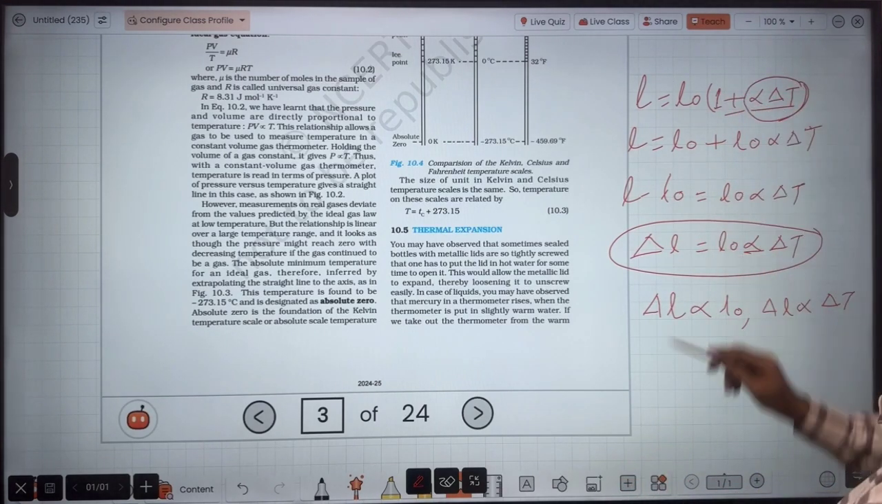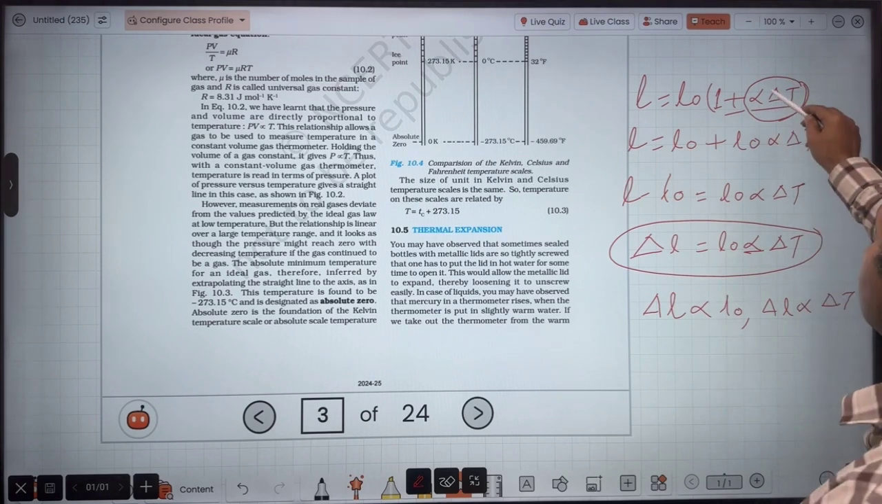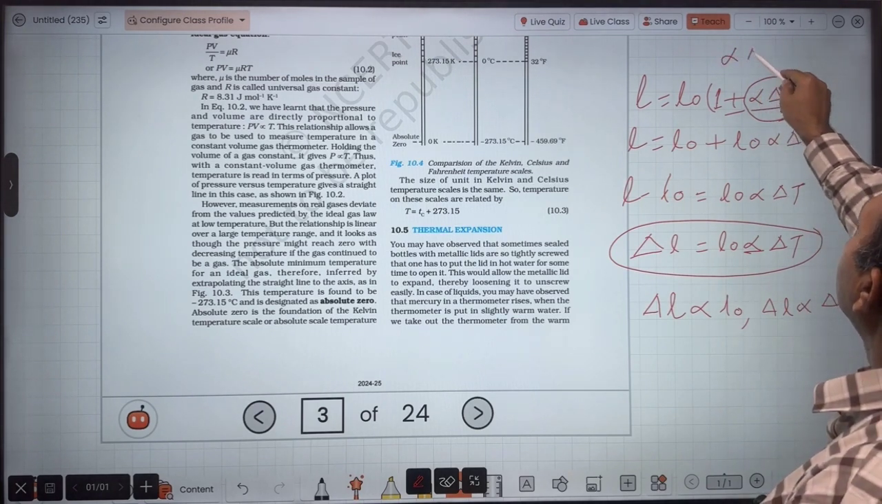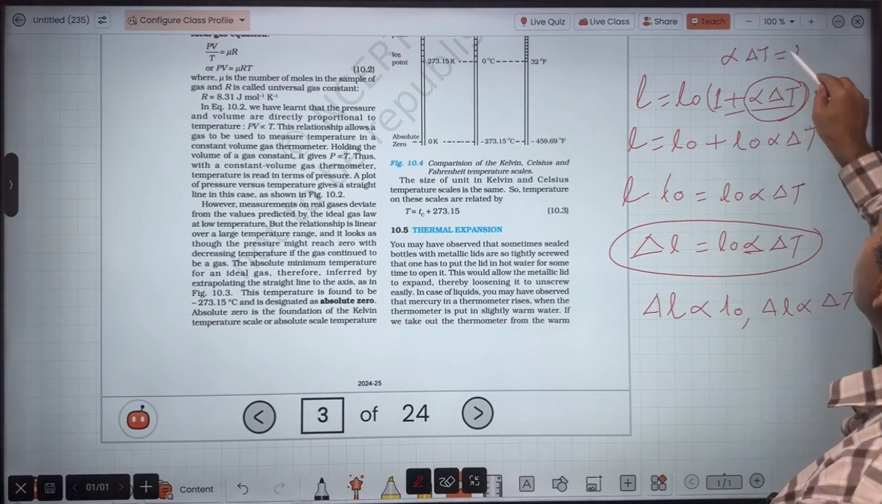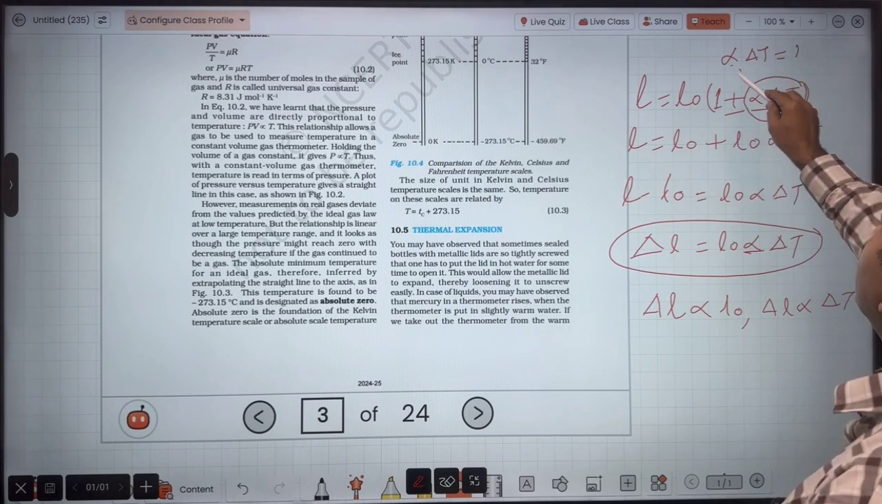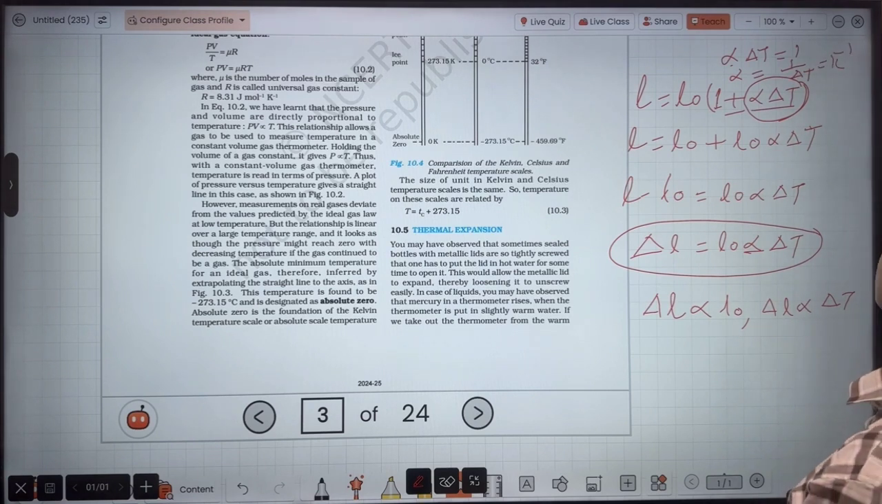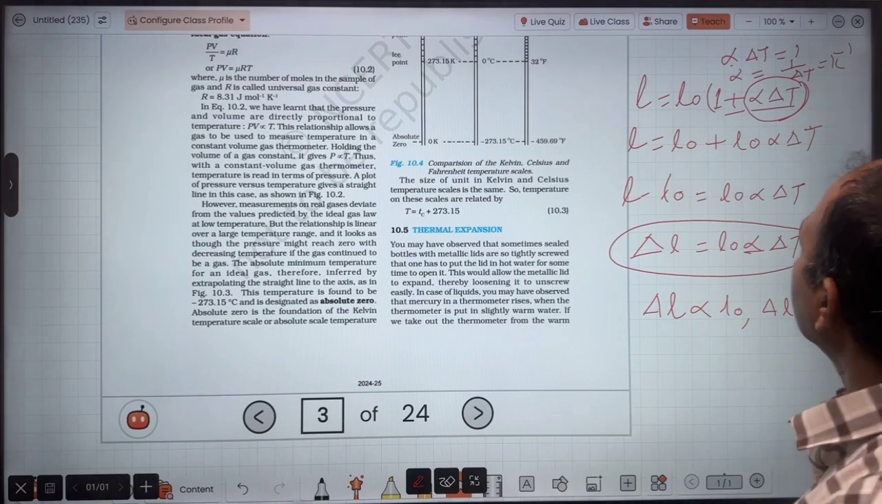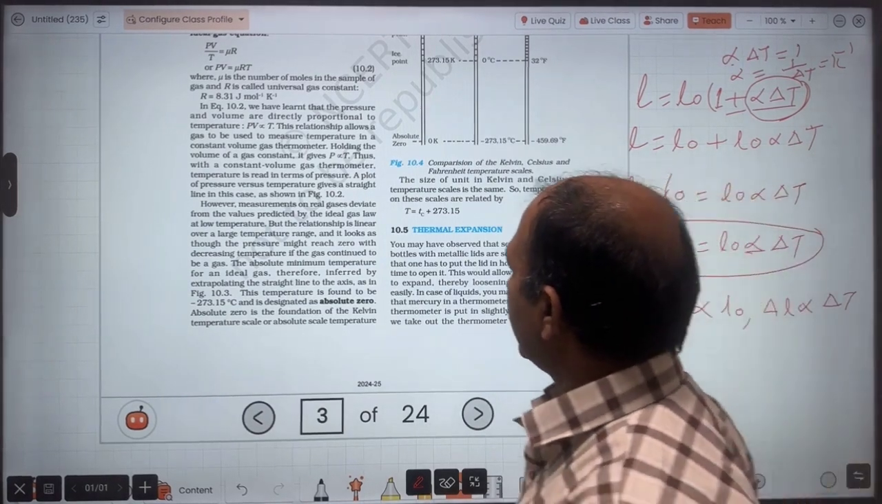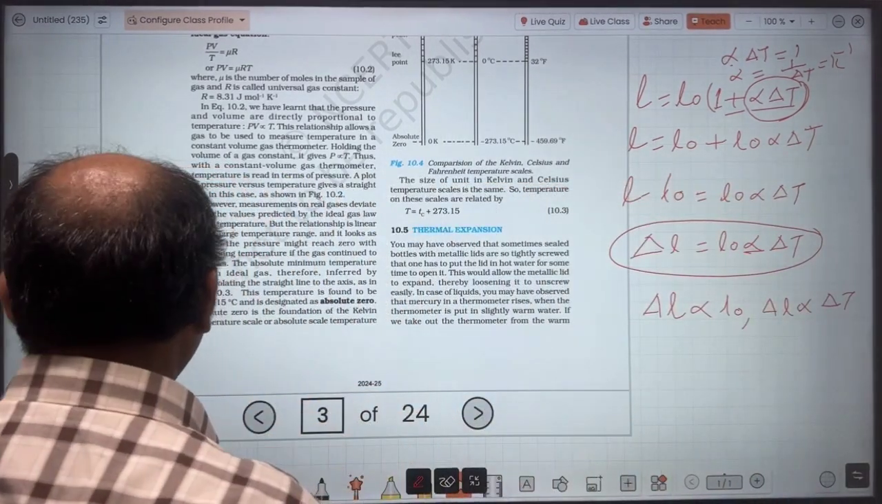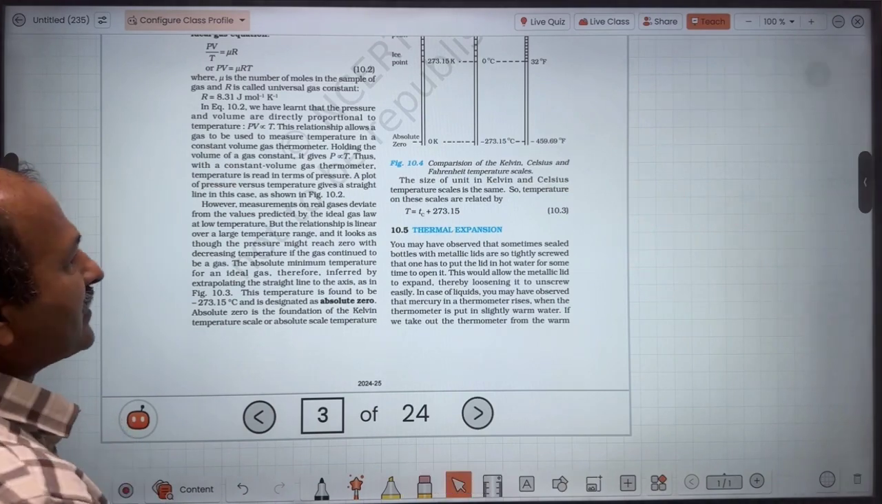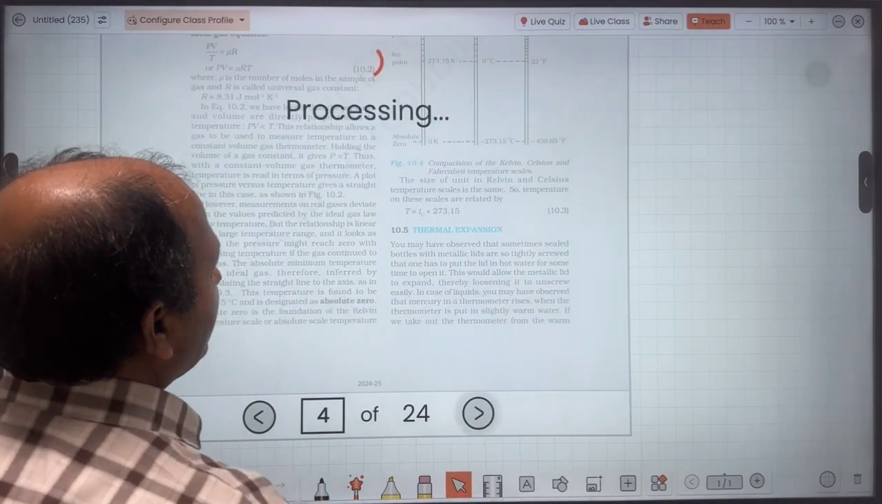It means alpha delta T must be dimensionless. So alpha delta T is say 1. So unit of alpha will be 1 upon delta T, that of temperature. So you can say Kelvin minus 1 or degree centigrade minus 1. So anyone can be taken, that depends on context, right? So you have understood. So this was the concept of linear expansion.